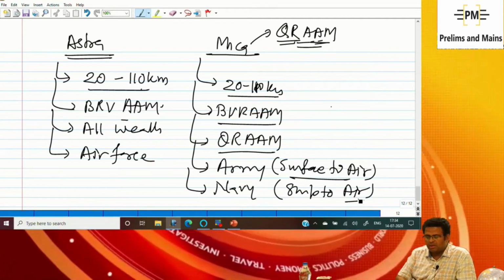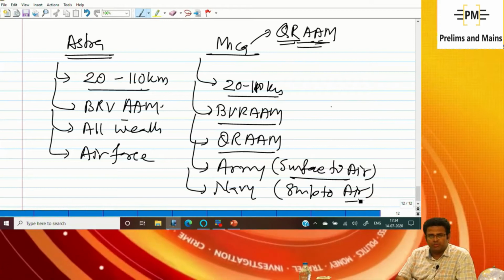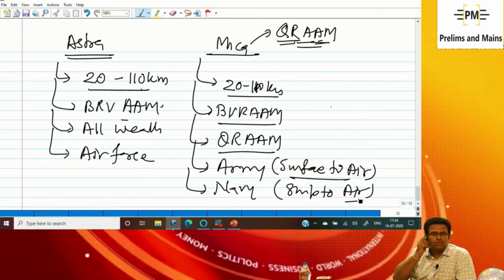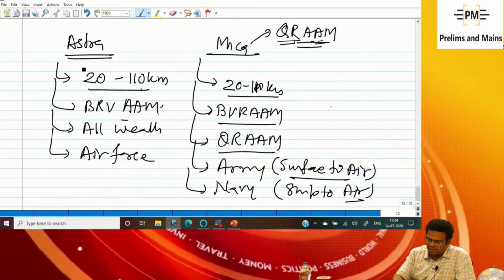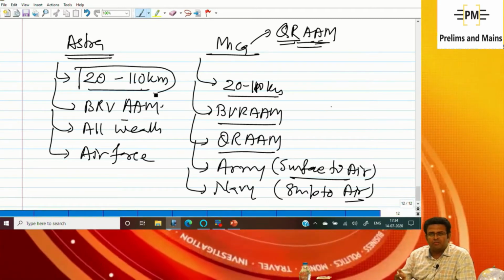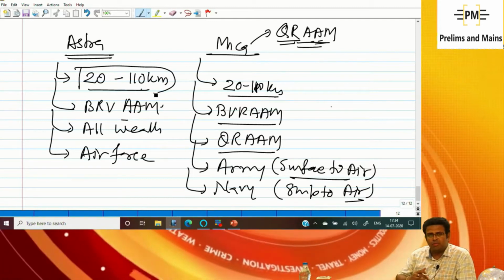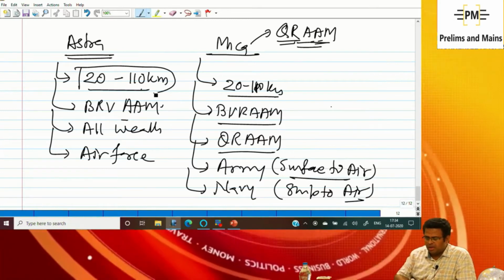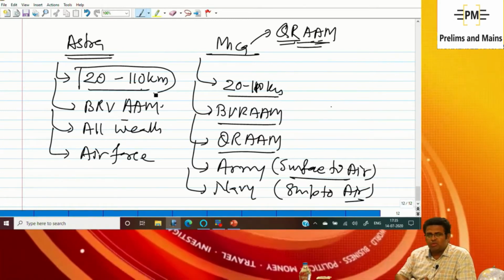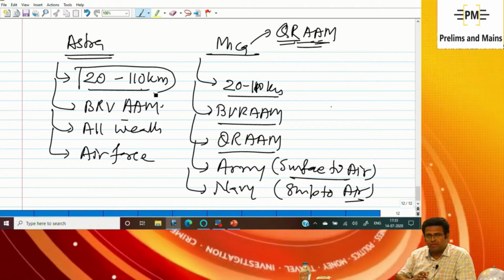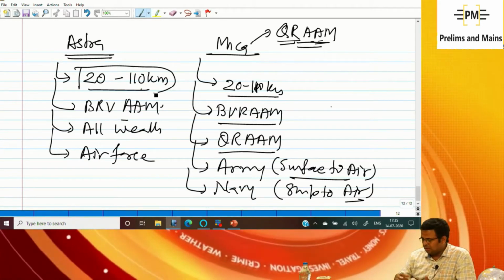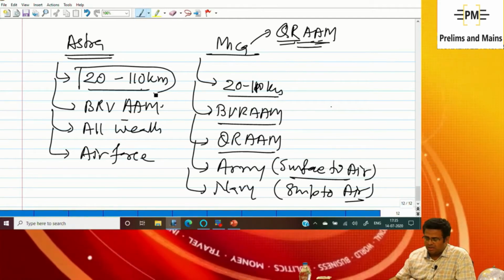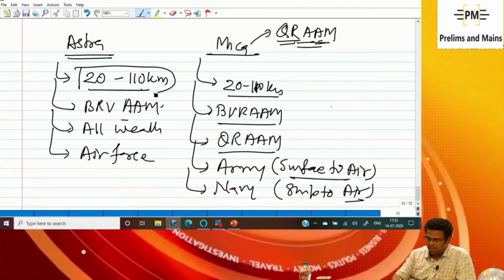So perhaps Astra and Mica are clear to you. It has a range of around 30 kilometers, 40, 50, 60, or 90 kilometers. Different kinds of variants will be within this. Astra and Mica are the two important types of air-to-air missile, and they are beyond visual range.